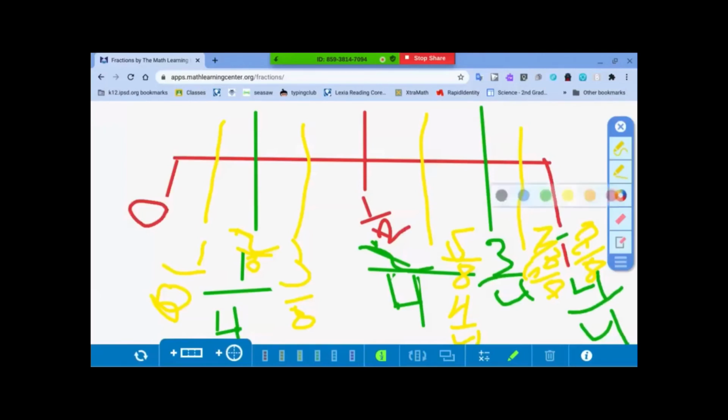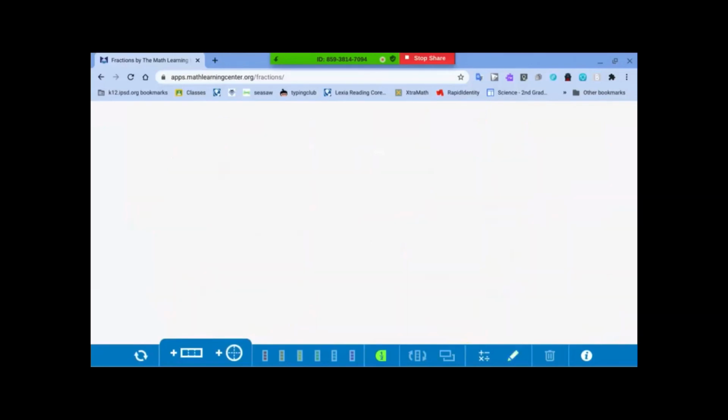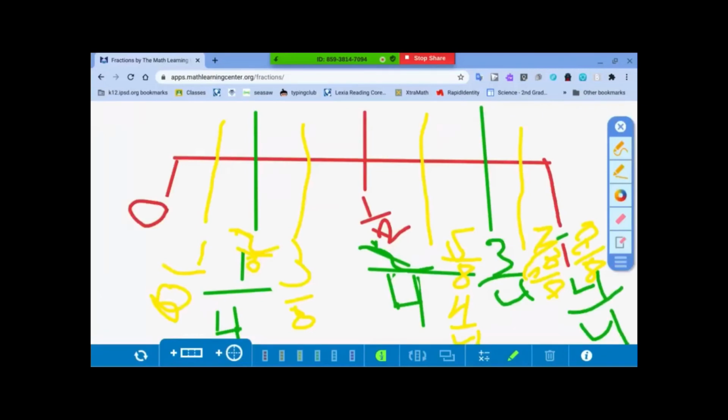Okay, we're going to count by eighths. So take your pencil, make a dot at the 0 on the line. So on your number line, that's 0/8. Now, where's 1/8? Make a dot. 1/8, 2/8, 3/8. You're going too fast for me.